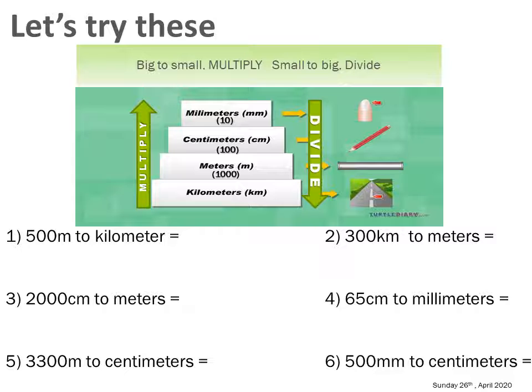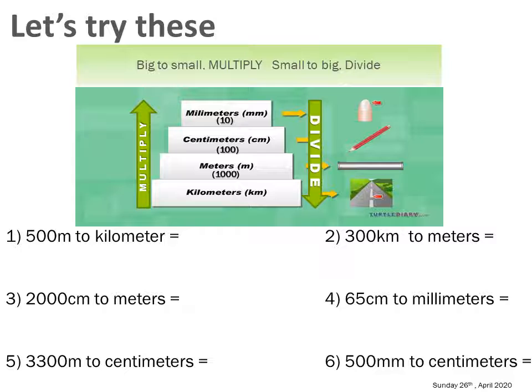Also look now at number 2, 300 kilometer to meter. What will the answer be? First, look at the block. Kilometer, big block. I am going to meter, smaller block. Now I am going from big to small. So now what will I do? Look at the arrow. I am going up. That means I will multiply.